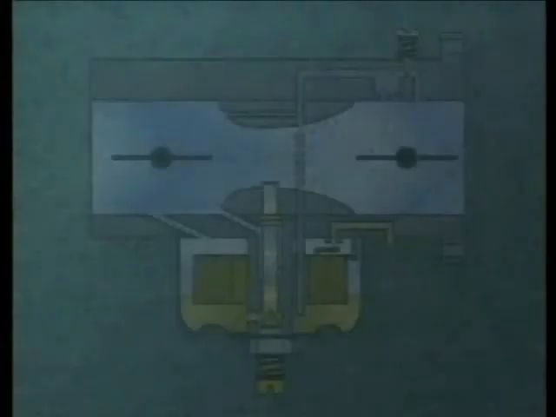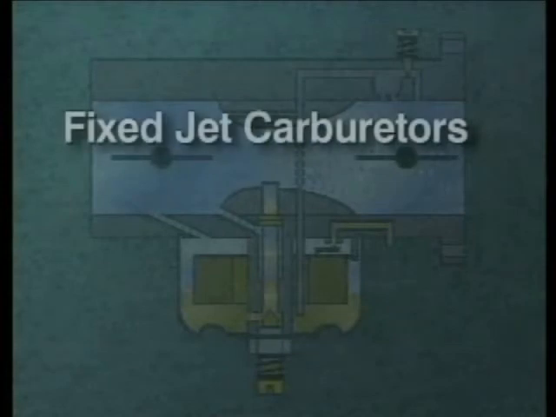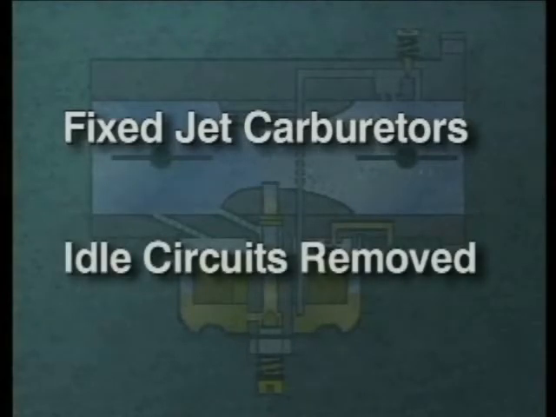For example, since the mid-1980s, fixed jet carburetors have become more common in many engine applications. In some carburetors, the idle circuit has been removed. This was done both to provide consistent performance and to comply with new emission control standards to be implemented in the near future. This change affects only engines which are rarely run at idle, such as rotary lawnmower engines.